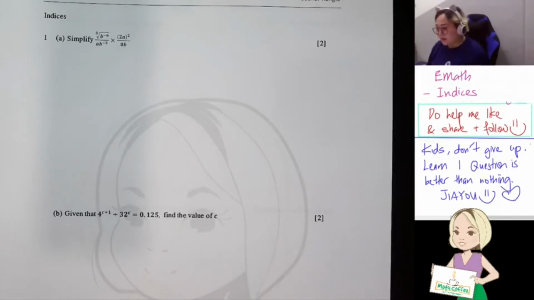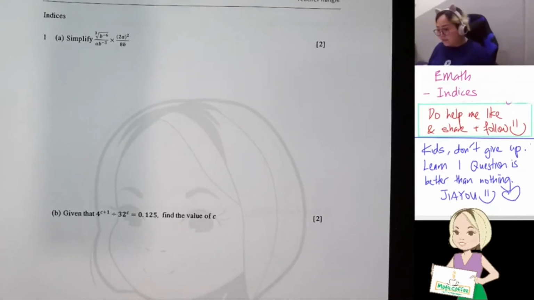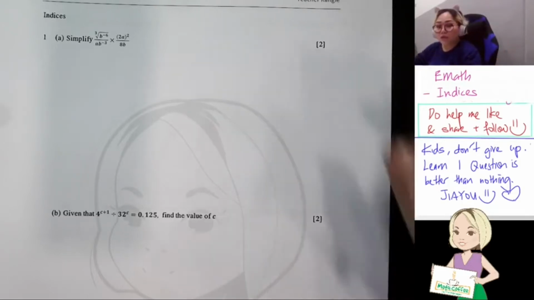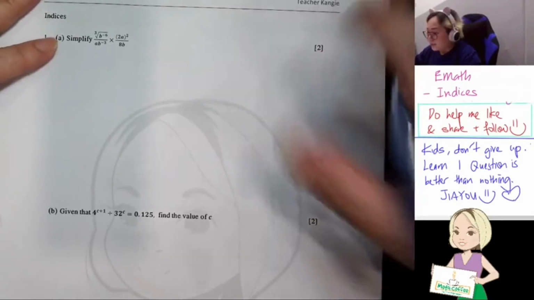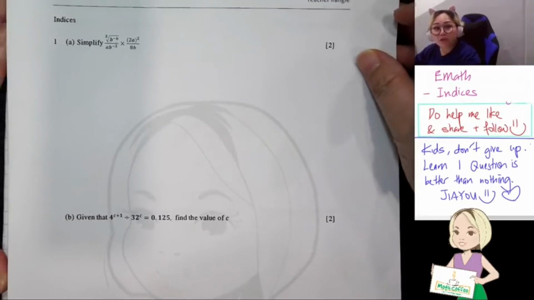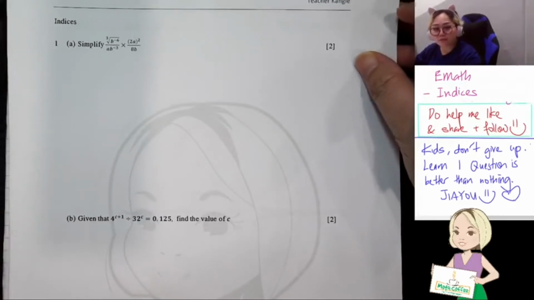So let's start our E-Math indices. Okay, so let's take a look at the first question over here. These are typical questions that I take from school past year paper indices questions. So let's do them together.